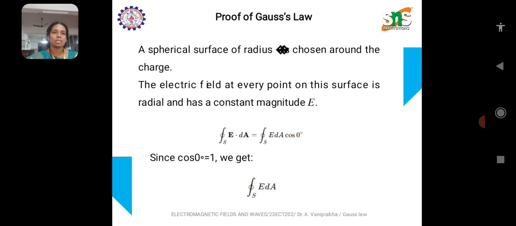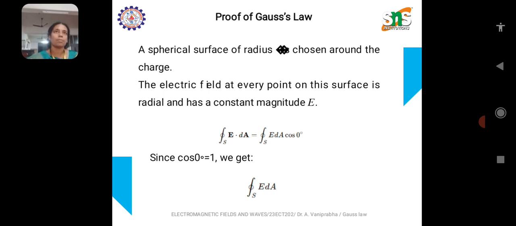How to prove the Gauss law? The Gauss law can be realized using a point charge, and for any point charge, a spherical surface of radius A is chosen around the charge. The electric field at every point on this surface is radial and has a constant magnitude E. The Gauss law, the integral of E dot dA equal to Q enclosed by epsilon, can be proved by considering an imaginary surface with a point charge.